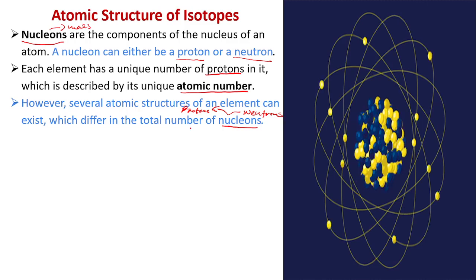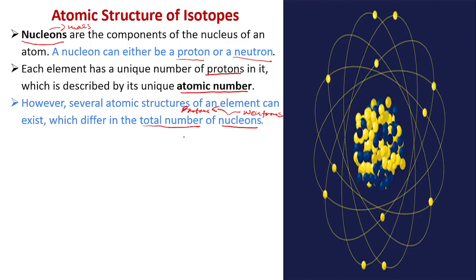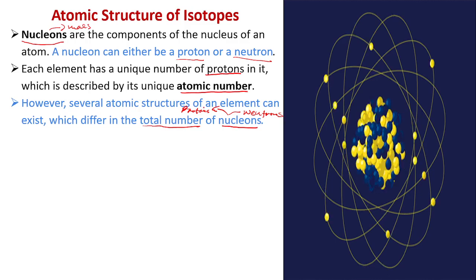I'm repeating that. The difference in terms of the nucleon number, or the total number of nucleons, is as a result of the neutrons and not the protons. Why? Because we need to understand that the atomic number is always unique and constant. But the problem here is only in terms of the protons.